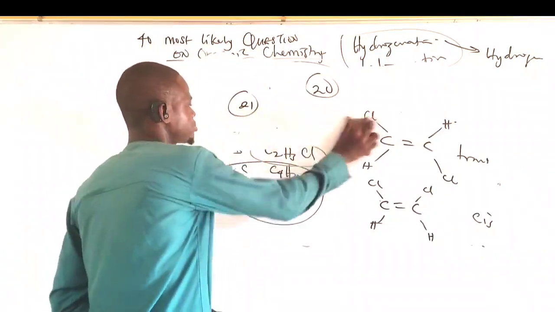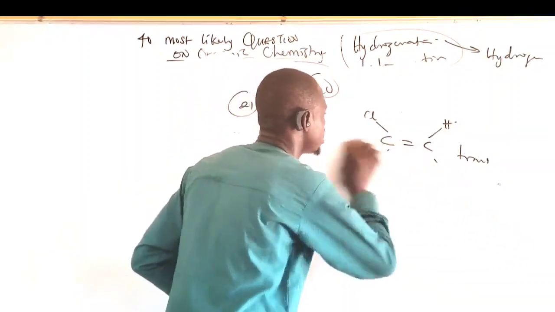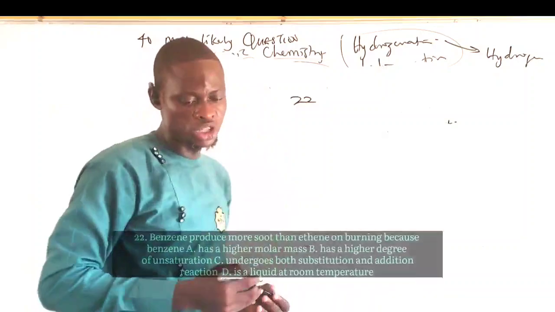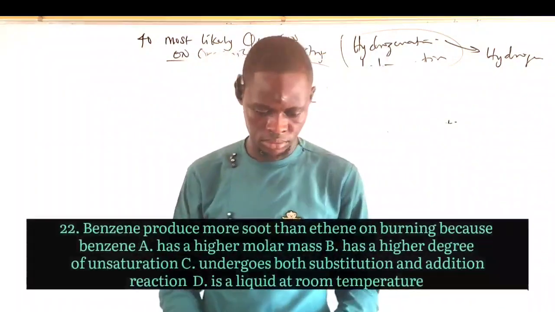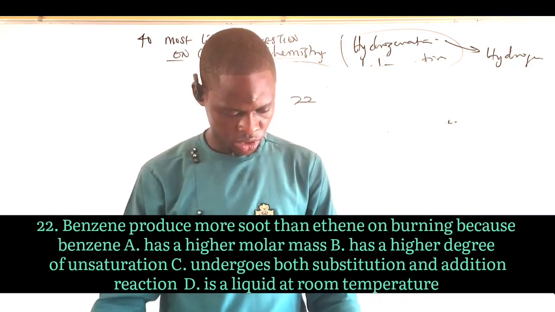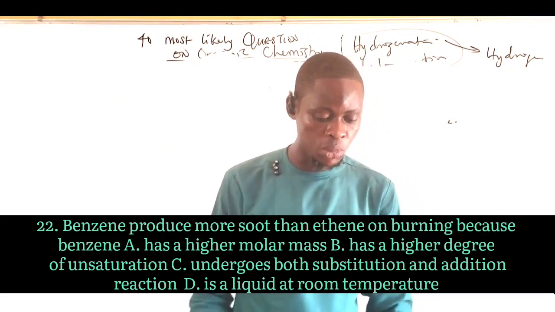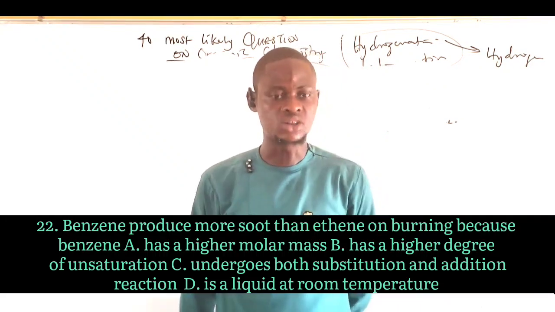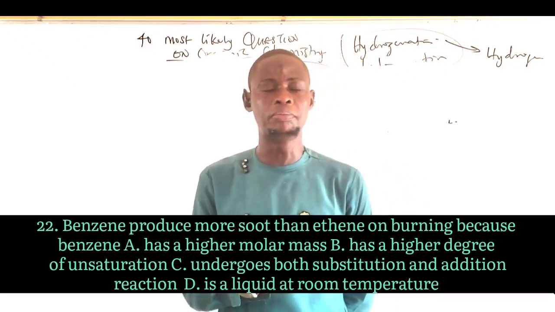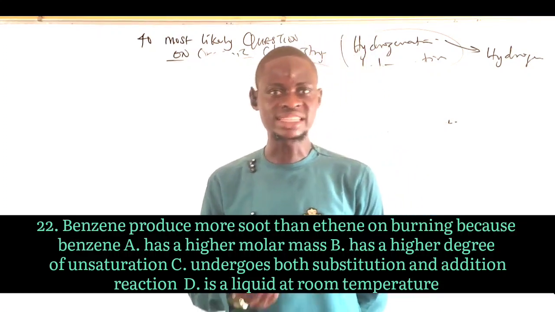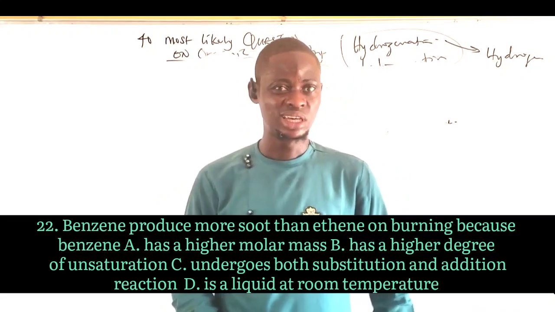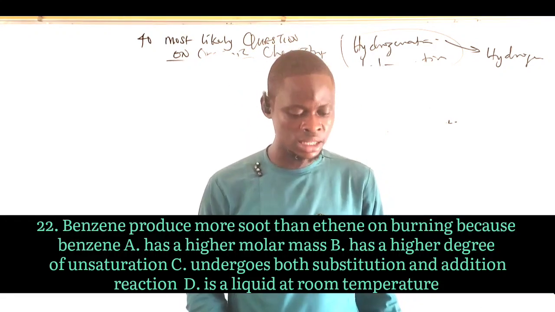Question 22. I think we are going so far. Okay, question 22 said, benzene produces more soot than ethene on burning because of what? Soot simply means a black smoke. Now they say benzene produces that because of what? This is because benzene has a higher degree of unsaturation of carbon. It is more unsaturated than ethene. But let's take a look at the options.